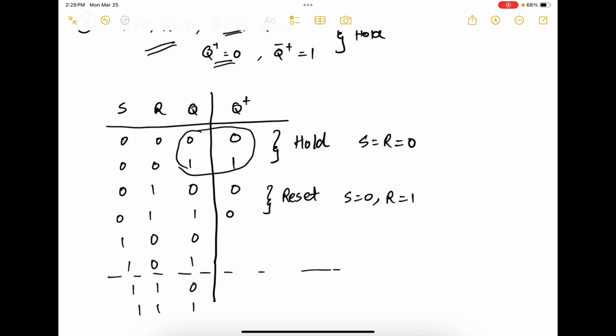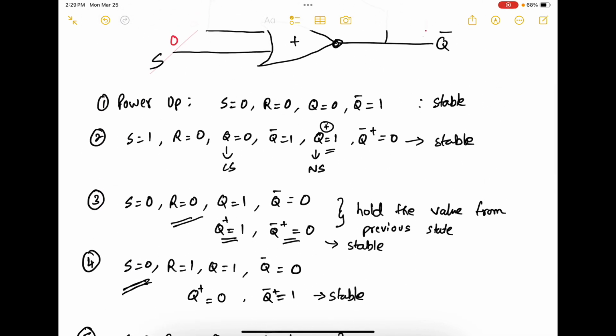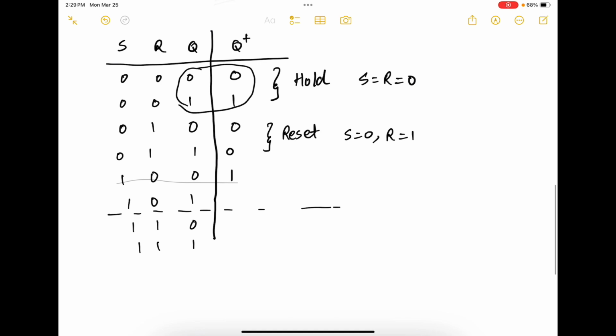Now let's look at s equals to 1, r equals to 0, and q equals to 0. So when s equals to 1, r equals to 0, q equals to 0, your q plus is a 1. So I can write q plus will be a 1. And the same behavior you're going to observe when s equals to 1, r equals to 0, and q equals to 1. It's going to be a 1. This is known as the set state. So s equals to 1, r equals to 0 is the set state.